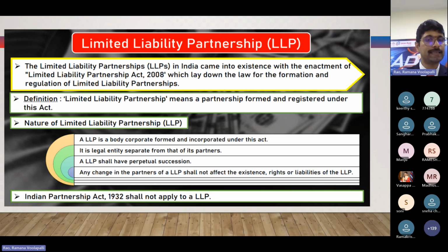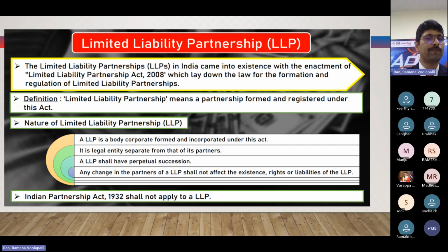It is a legal entity separate from that of its partners. A limited liability partnership shall have perpetual succession. These two points are not there in the partnership. It is a separate legal entity, and perpetual succession is not going to happen in the partnership form. Any change in the partners of an LLP shall not affect the existence, rights or liabilities of the LLP. The Indian Partnership Act 1932 shall not apply to an LLP. So the Partnership Act will not apply here. What is applicable here is the Limited Liability Partnership Act 2008 only.